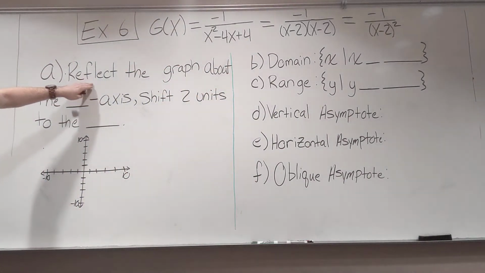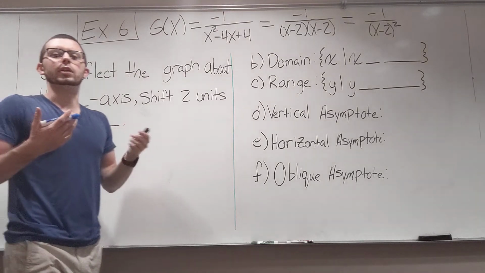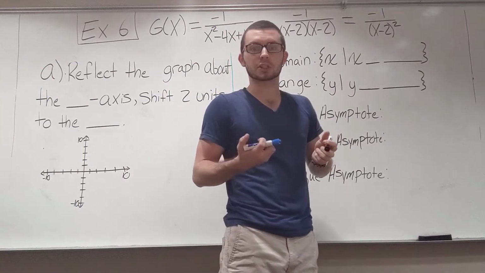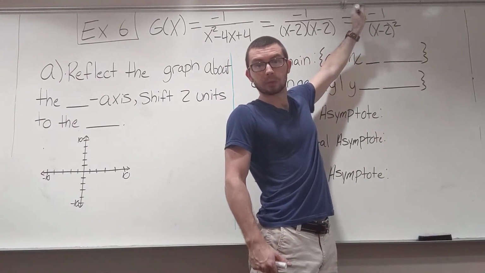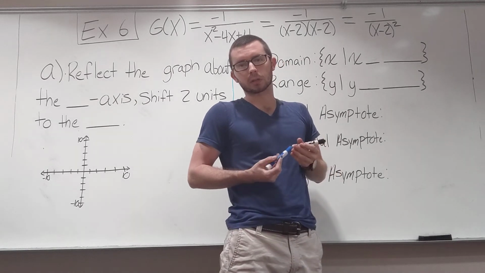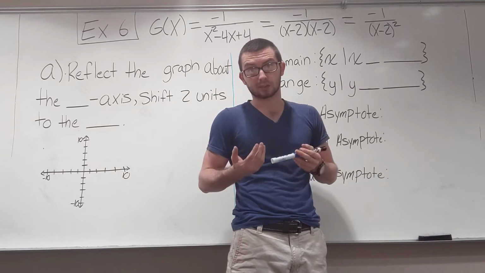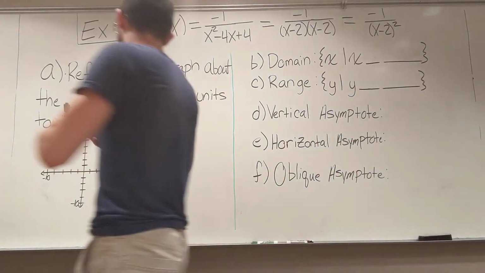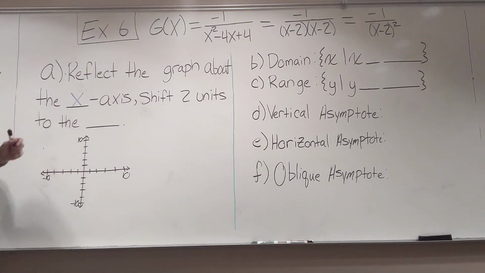So we start off, it reflects about some axis. And the reason that they're even suggesting a reflection is because notice there is a negative in the very front of the function. So with a negative in the front of the function, when the whole function's negative, we reflect about the x-axis.